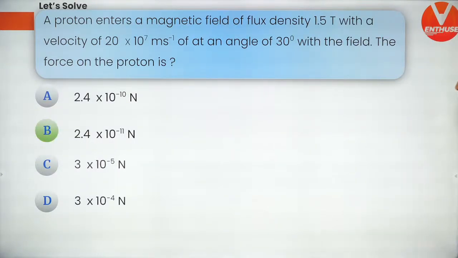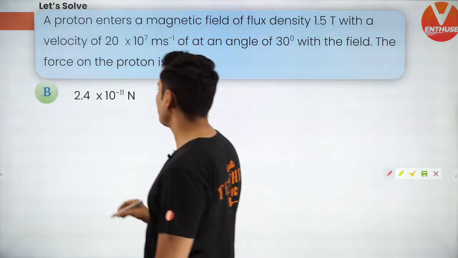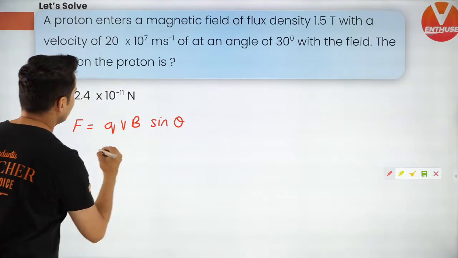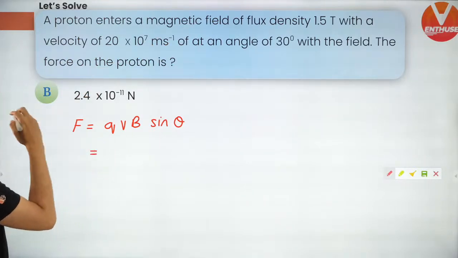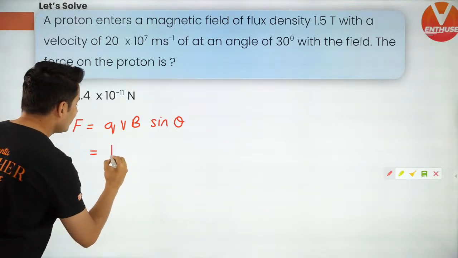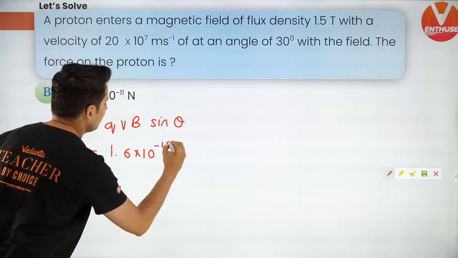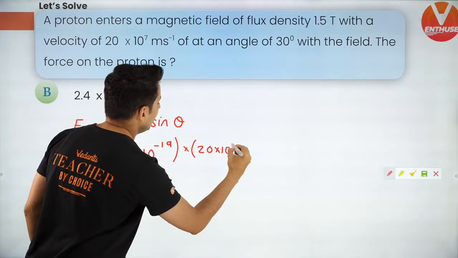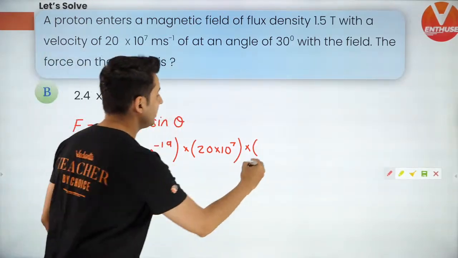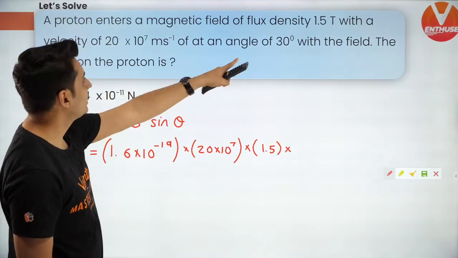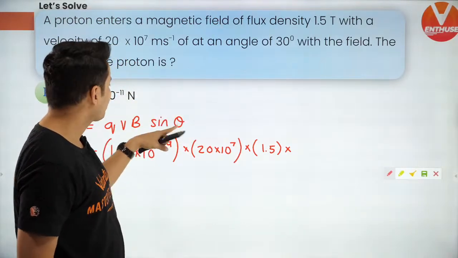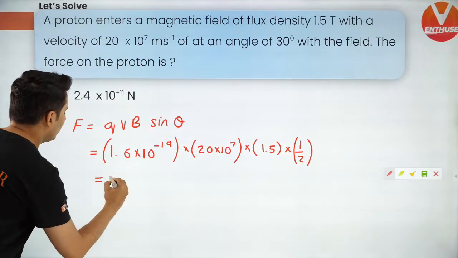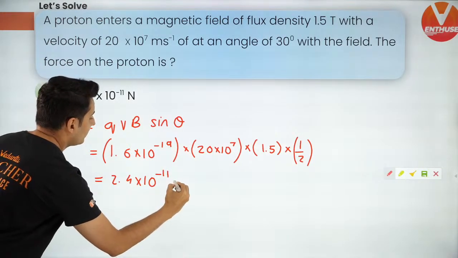All right. So the correct answer is actually B, guys. So how do you do it? Force is q v B sine theta. Just use the formula. Q is the proton's charge, the same as the charge on an electron, so 1.6 into 10 to the power minus 19, into velocity, which is given as 20 into 10 to the power 7, into magnetic field 1.5, into sine theta. Theta is 30 degrees with the field, so it is sine 30, which is nothing but half. Do this and you should get 2.4 into 10 to the power minus 11 Newton.